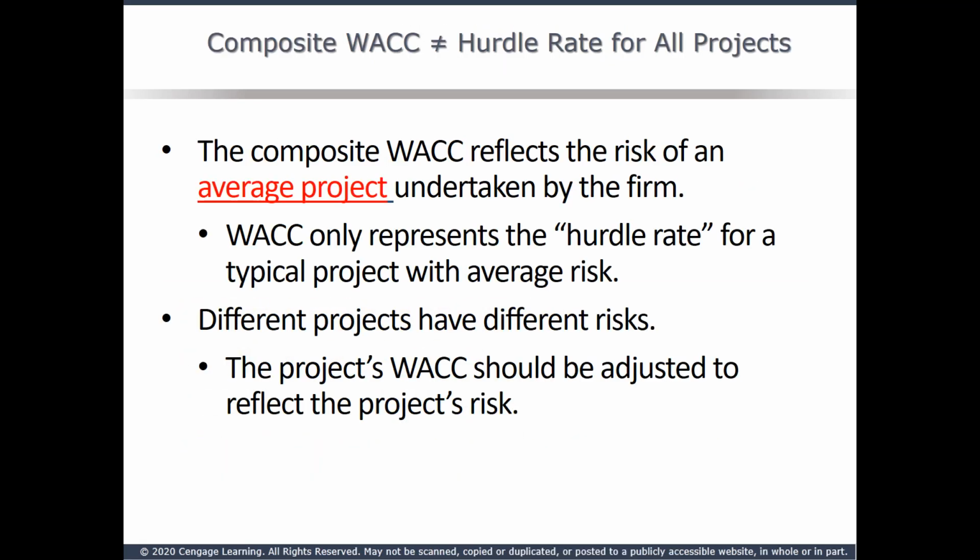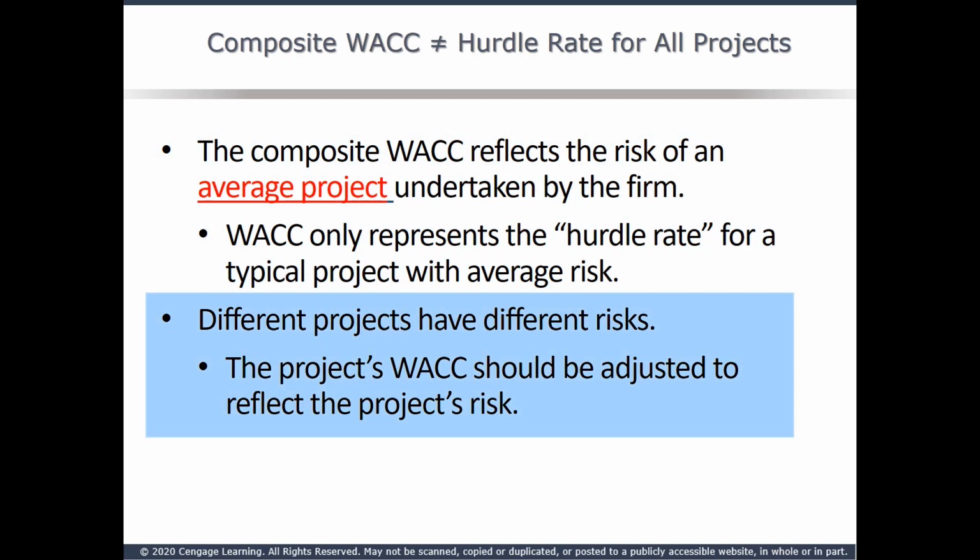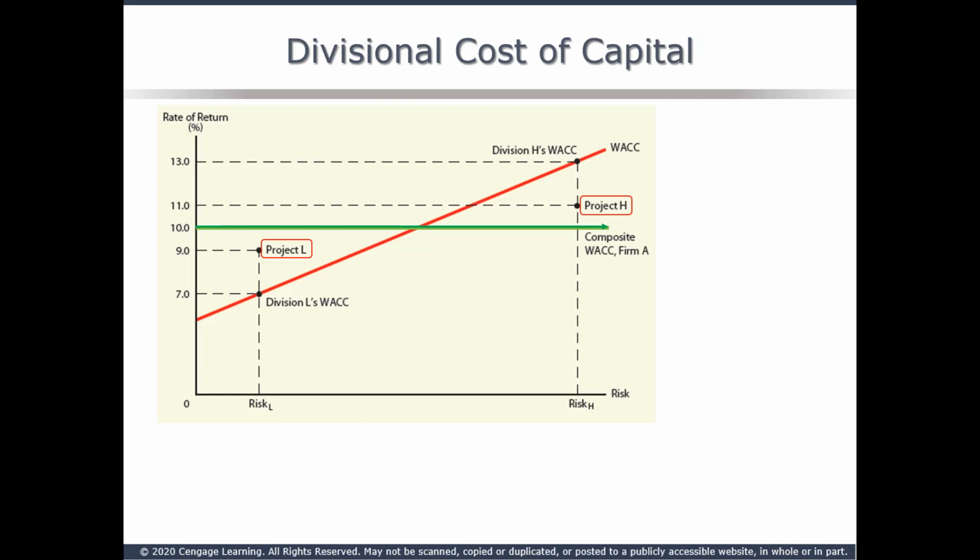You hear firms talk about their hurdle rate, the return that all projects must meet or beat to be accepted. But should the composite cost of capital be a hurdle rate? No. A firm's overall cost of capital reflects the required return on a project with the average risk of all the firm's projects. Different projects, different divisions have different risk. The cost of capital needs to be adjusted. This demonstrates the fallacy of using a flat hurdle rate.